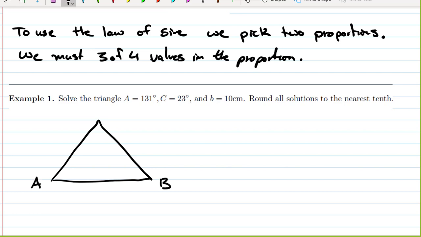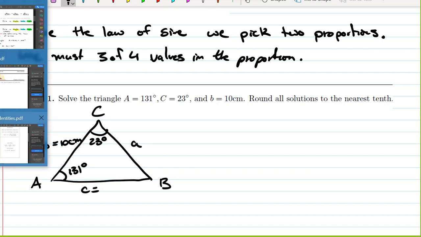So we have A, B, C. Then we would know that this is side A, this is side B, and this is side C. So let's fill in what we know. Our angle A is 131 degrees, our angle C is 23 degrees, and side B over here is 10 centimeters. So that's what we know about our triangle.